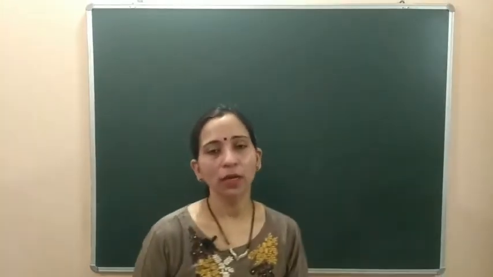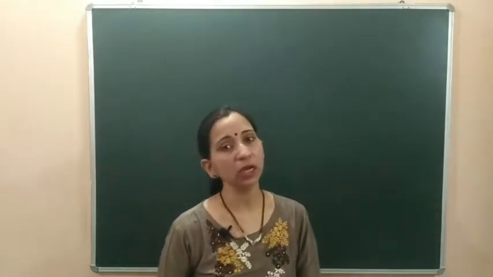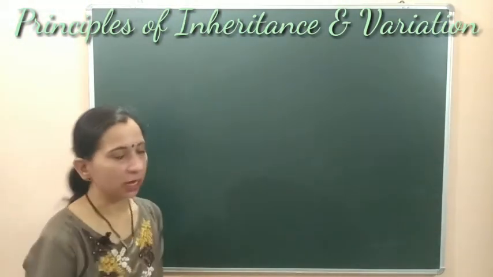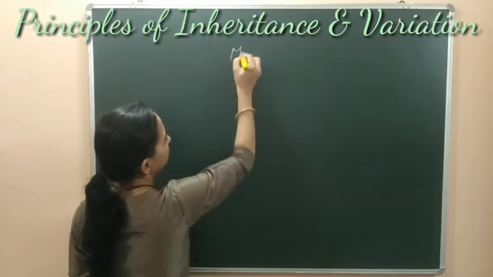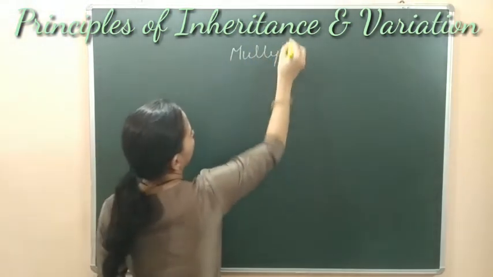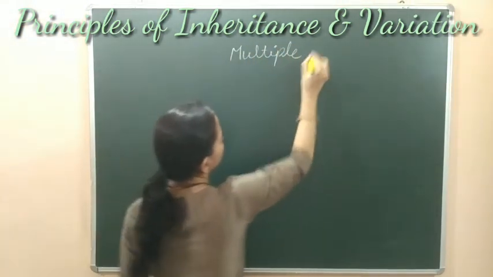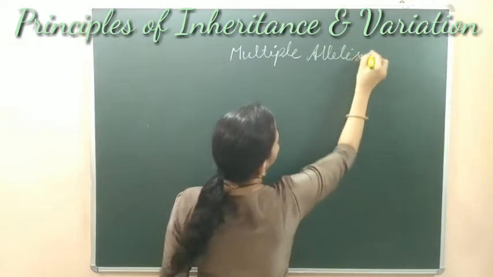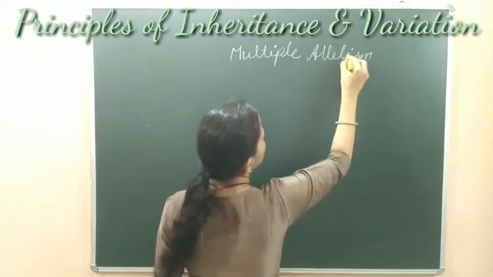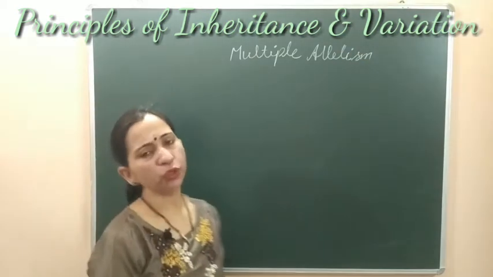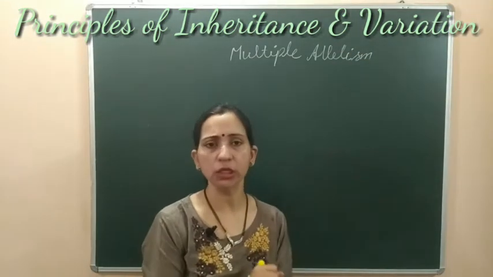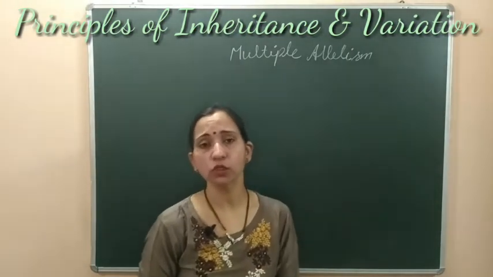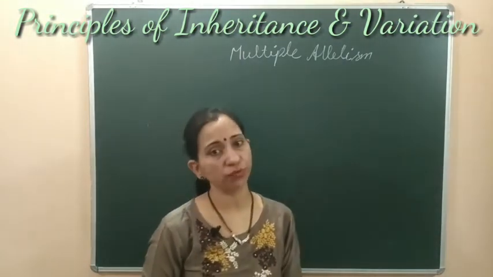Hello students, in this video we'll discuss the next type of inheritance, which is multiple allelism. So let's start our topic, multiple allelism. What does it mean? It's a condition in which one gene, or one character, one phenotype, is controlled by more than two forms of the gene.